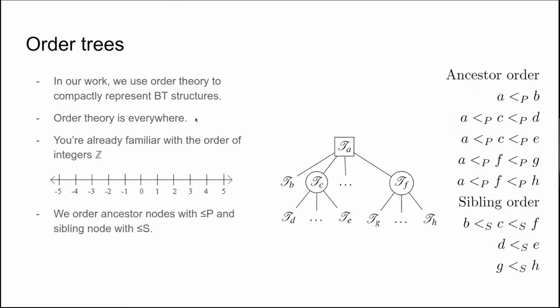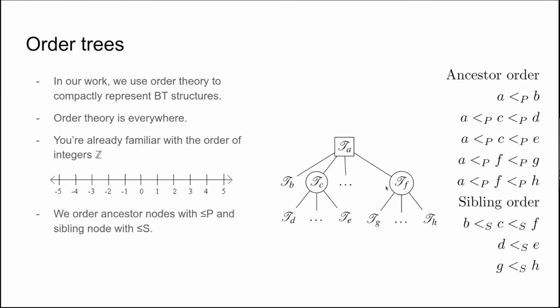So in order to describe order trees, we use these orders to order children and to order ancestors. So here are some examples. D comes before E, G comes before H, with respect to sibling order. And then there's also the ancestor order. So like A comes before C, C comes before D, and so on.